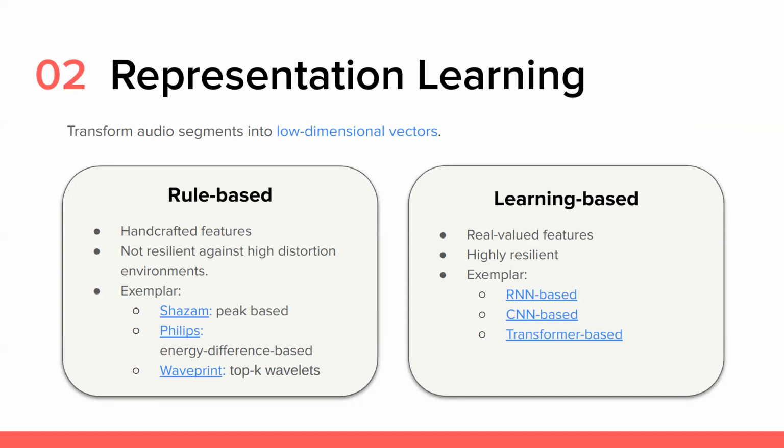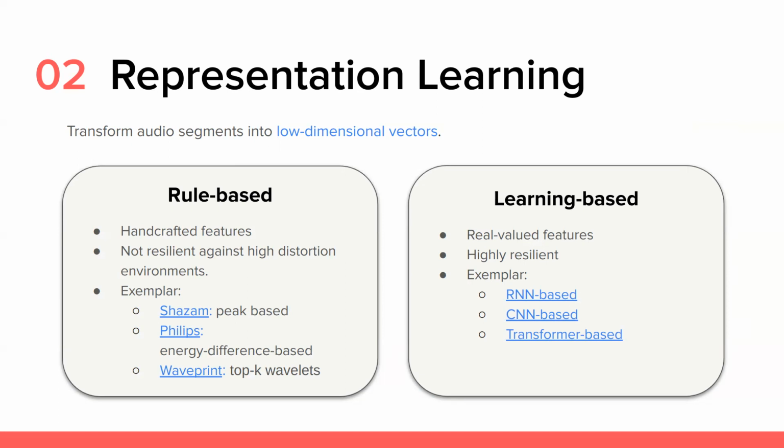Then comes the next component, which is representation learning, or how do you go from an audio to the fingerprint, which is basically just a normal low-dimensional vector, a feature which represents the audio. Based on the current literature, you can broadly classify the fingerprinting methods based on how they generate the fingerprints. It could be rule-based or it could be learning-based methods.